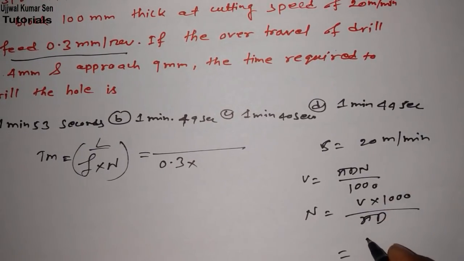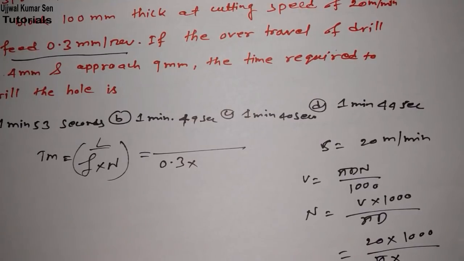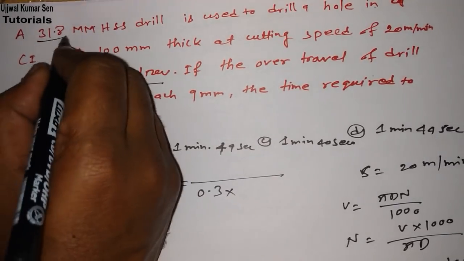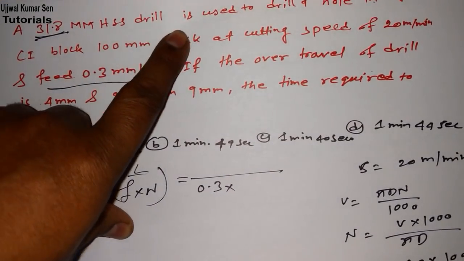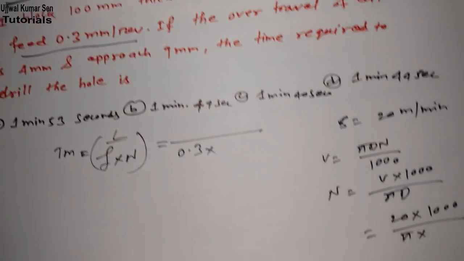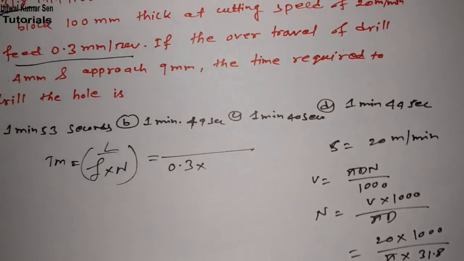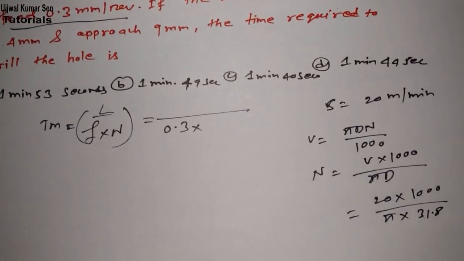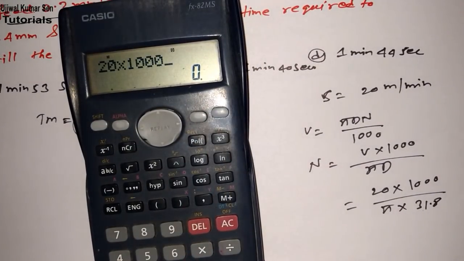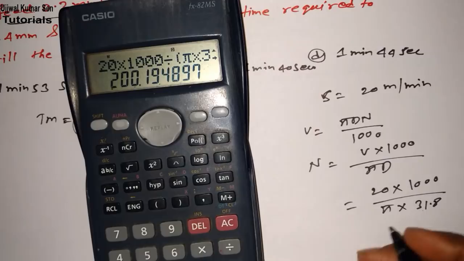So what is V here? 20 into 1000 by pi d. Now the most important thing, what is d here? Diameter of the hole, you can say. Okay, so here d is given as the mm drill. So if the diameter of the drill is 31.8, then definitely the diameter of the hole would be 31.8. So therefore what will happen? 31.8. Now what do we require? We require a calculator to solve the problem, right? So 20 into 1000 divided by pi into 31.8. So what is it?